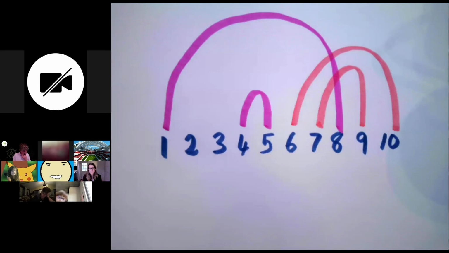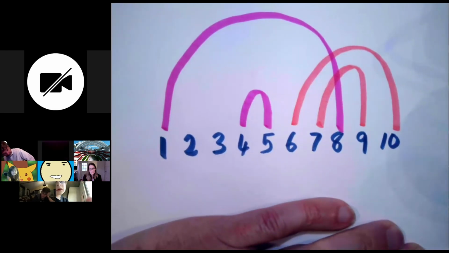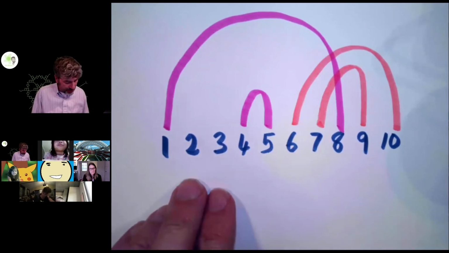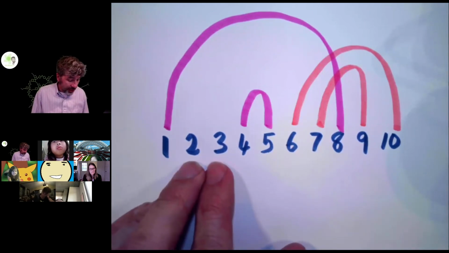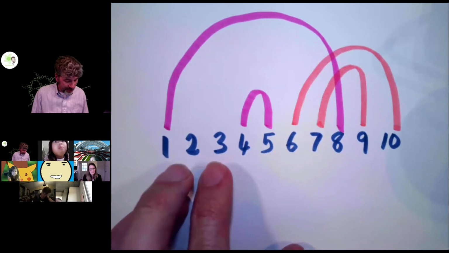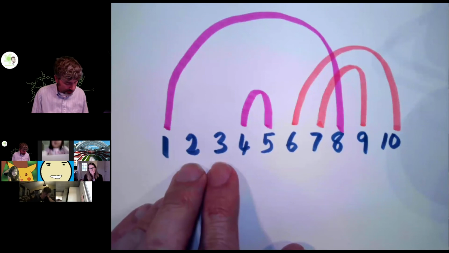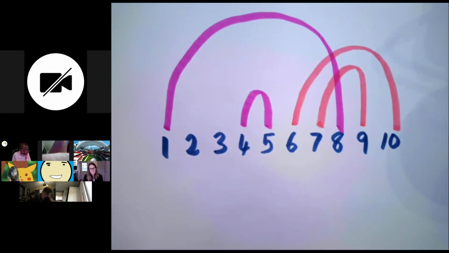I found that 1 and 3, but I already see you have 1 taken, since 1 and 3 makes 4. Right. So what do you think about this? 1 to 10. Well, 2 and 3 is 5.